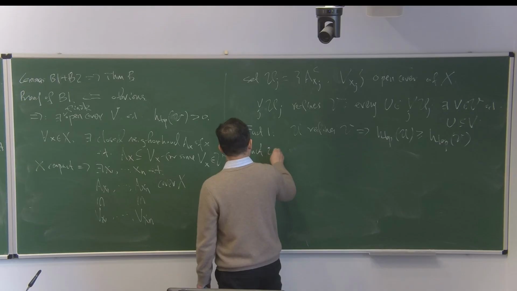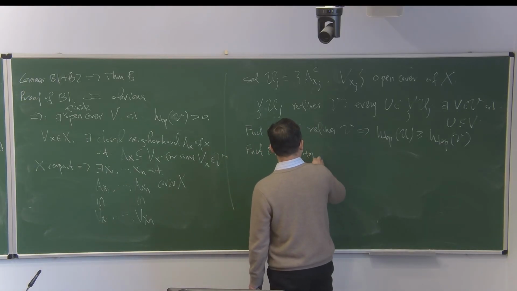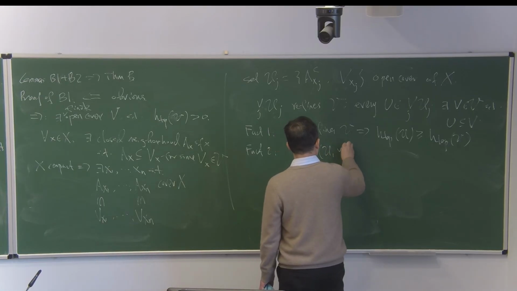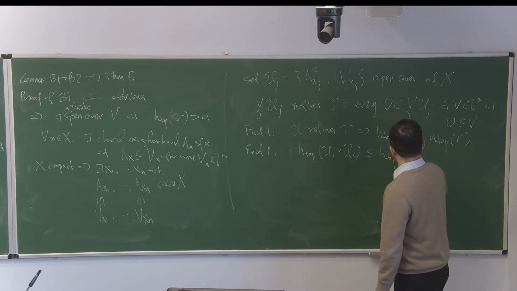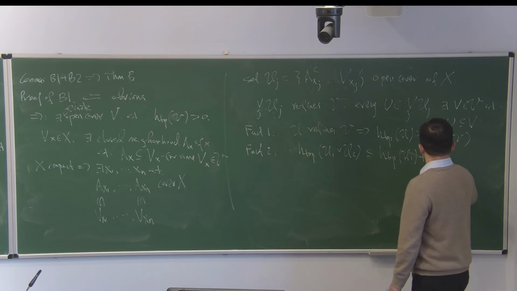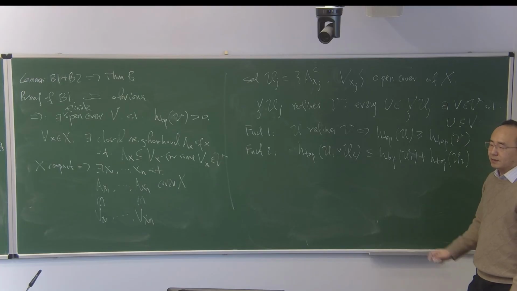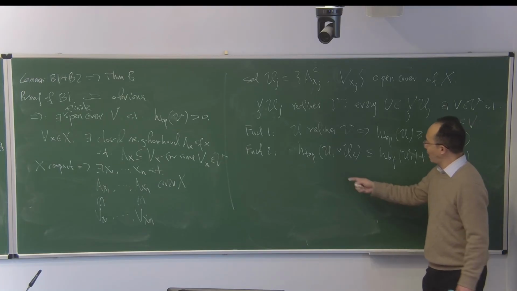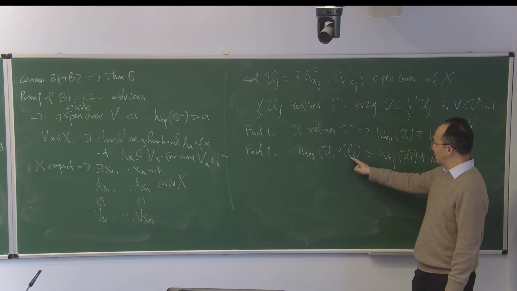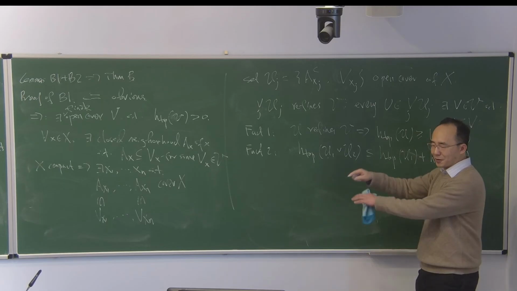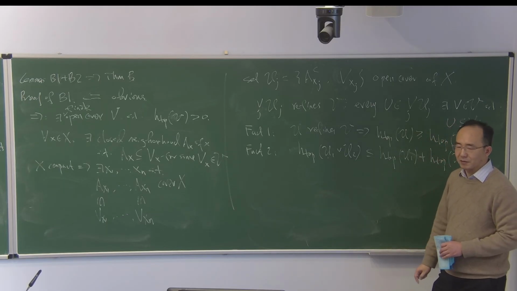The second fact is that if you have two open covers, then u1 joining with u2, this will be at most the entropy of u1 plus entropy of u2. That's also very easy to check. Basically, if you have a bunch of open sets from u1 to cover the whole thing, a bunch of open sets from u2 to cover the whole thing, you just take the intersection of these guys. Then they already cover the whole thing.